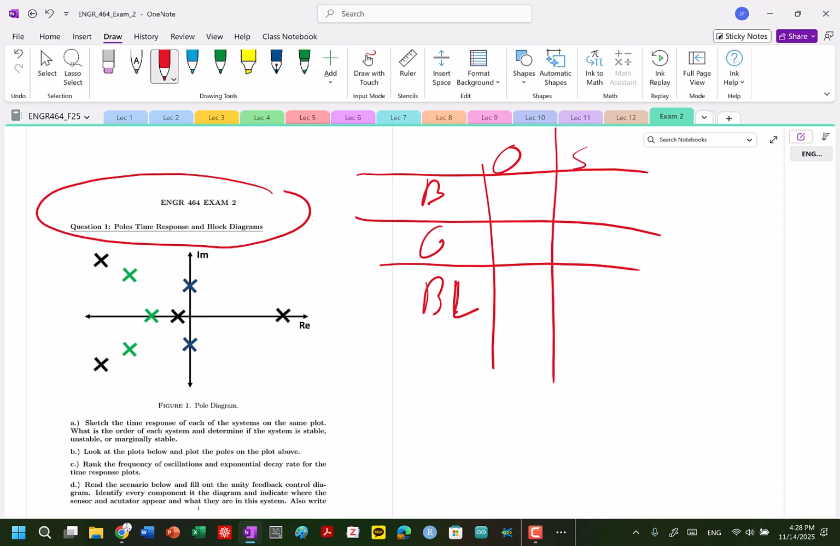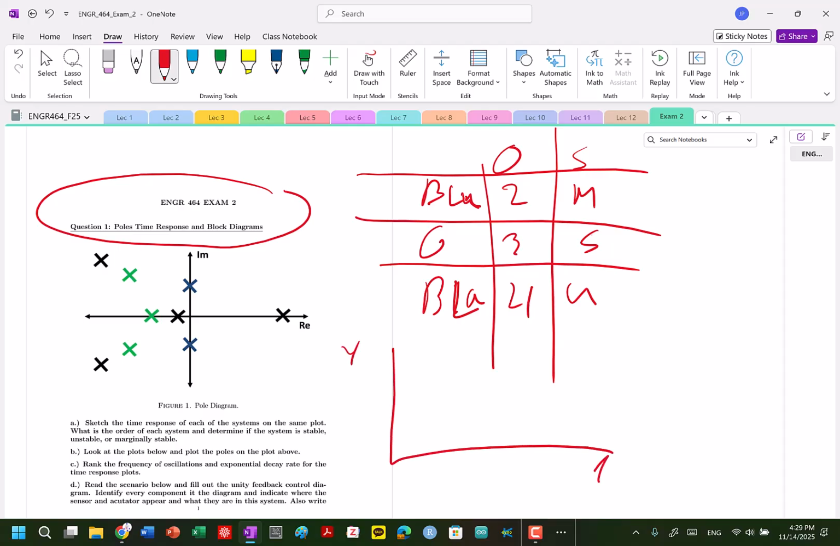For the blue, it's a second order system because we have two poles. For the green, it's a third order system. For the black, 1, 2, 3, it's a fourth order system. For the black, we are clearly unstable. For the blue, we are marginally stable. And for the green, we are indeed stable. Excellent. Let's look at the time response.